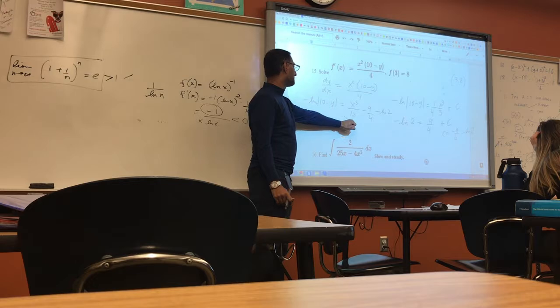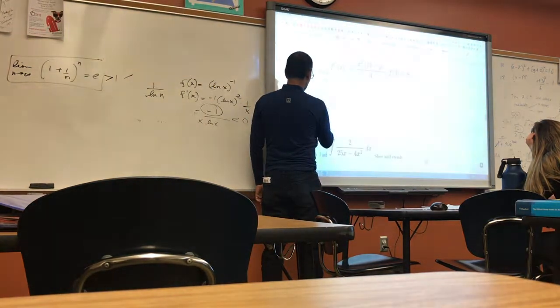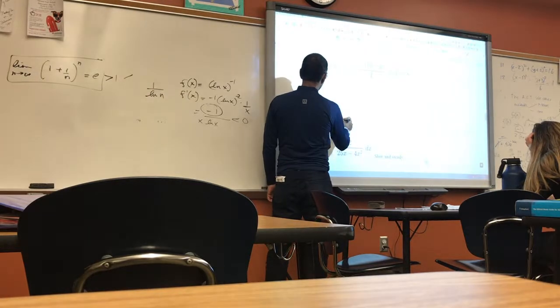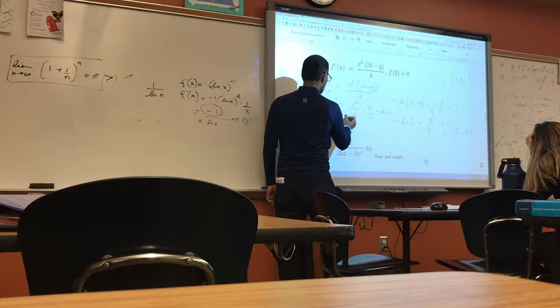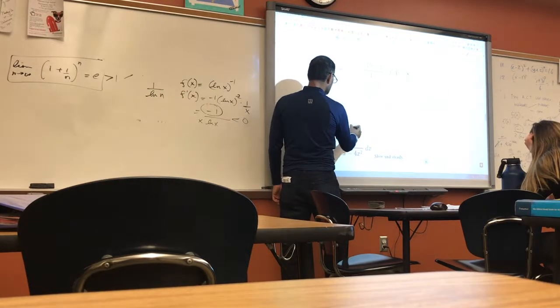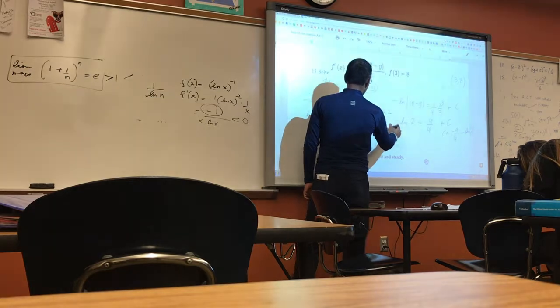What do I do next step? I have a negative in front. So distribute the negative. 10 minus y equals negative x cubed over 12 plus 9/4 plus ln2. Is that clear?